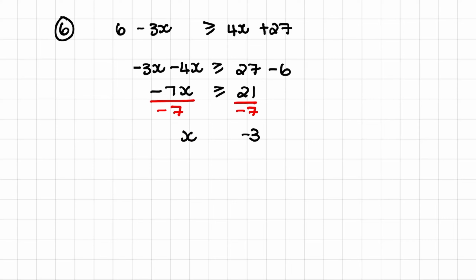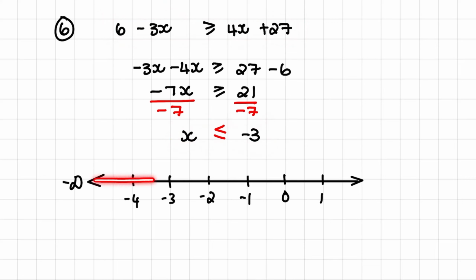But remember that when we divide by a negative, the direction of the inequality would change. So for this inequality, x would be smaller or equal to negative 3. So let us consider a number line. And on the number line, we locate negative 3. And because x can be equal to negative 3, we showed it with a closed O.